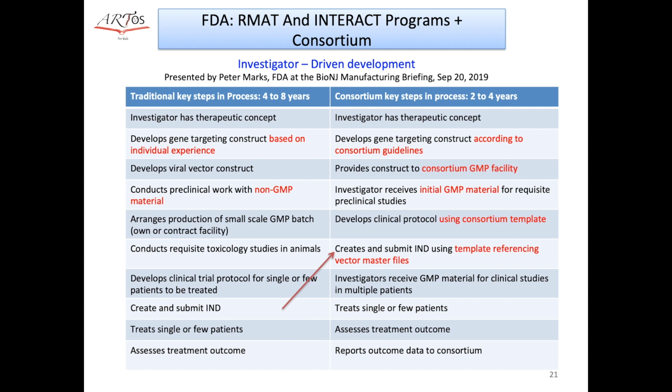Both systems initiate with the investigator having the therapeutic concept, but then the development of the construct will be guided by the consortium and given to their GMP facility for them to produce GMP material for preclinical studies. There is a standardization of quality and protocols satisfying the FDA requirements, so that you create and submit an IND, investigational new drug, much faster. Therefore, you get to the patient much faster.